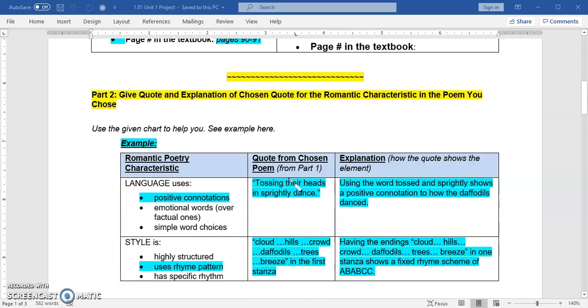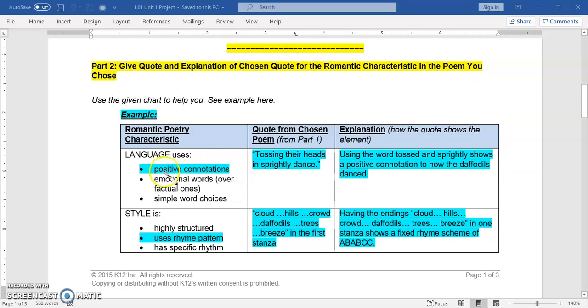If you go then to your part 2, you'll see that it's a chart. And so again, it gave you examples of each. So it tells us what we figured out that each characteristic has. So language uses positive connotations, emotional words over factual ones, simple word choices. Remember, this is usually, so it may not be every single time.